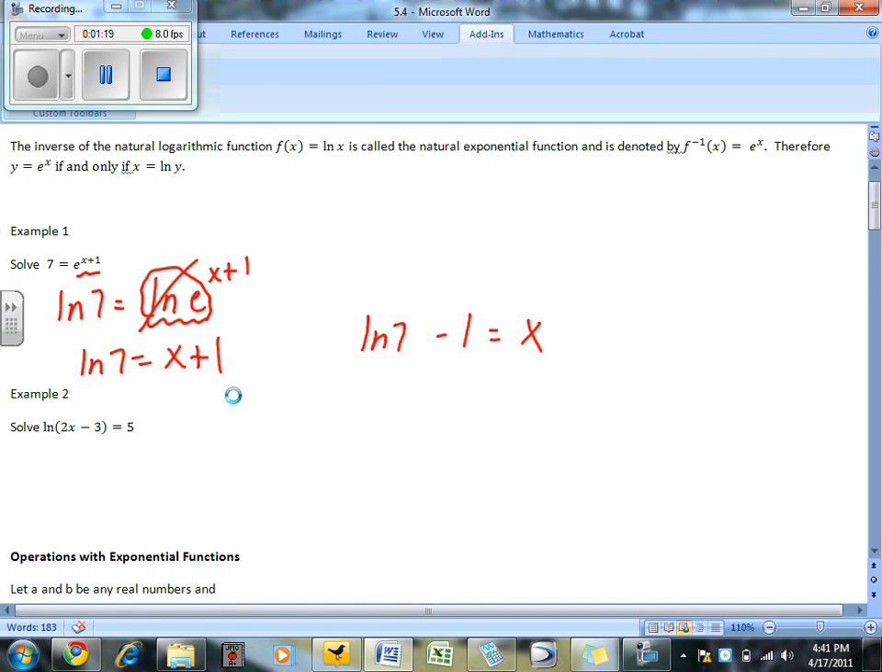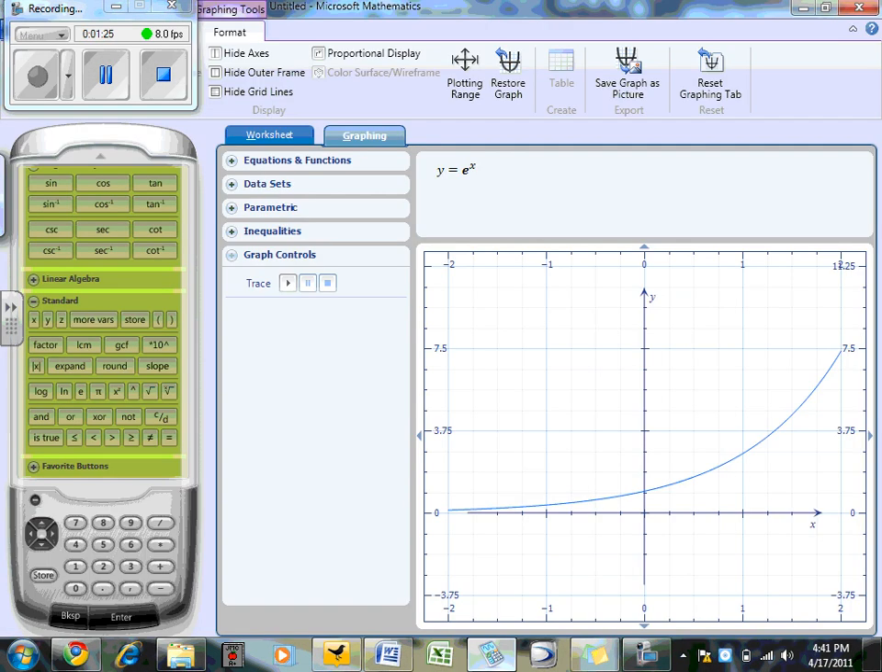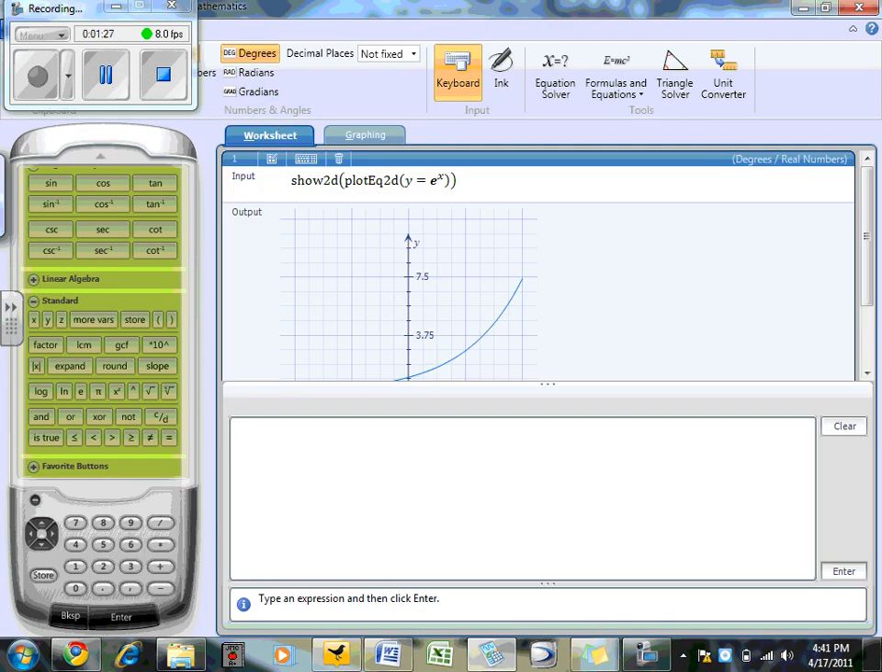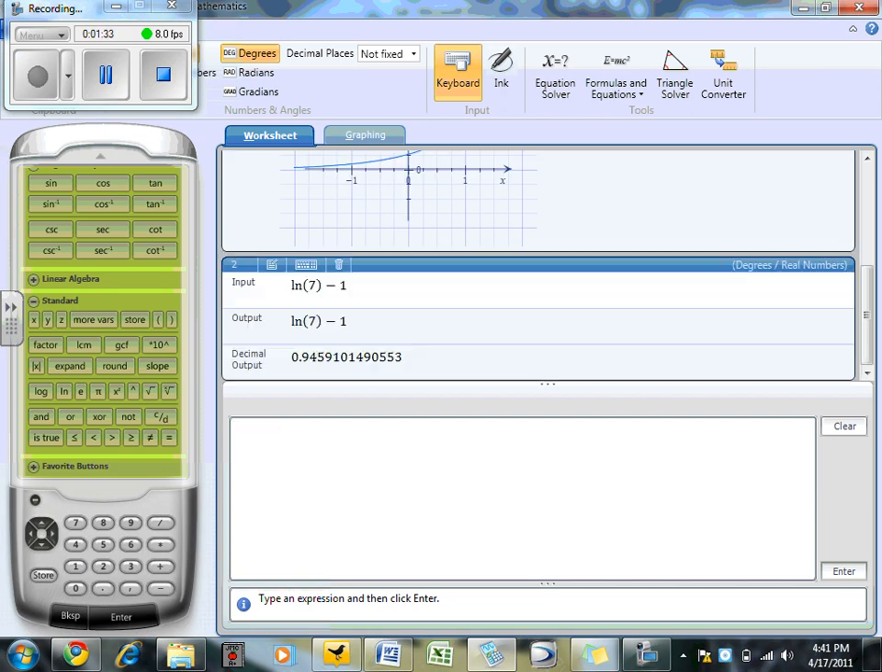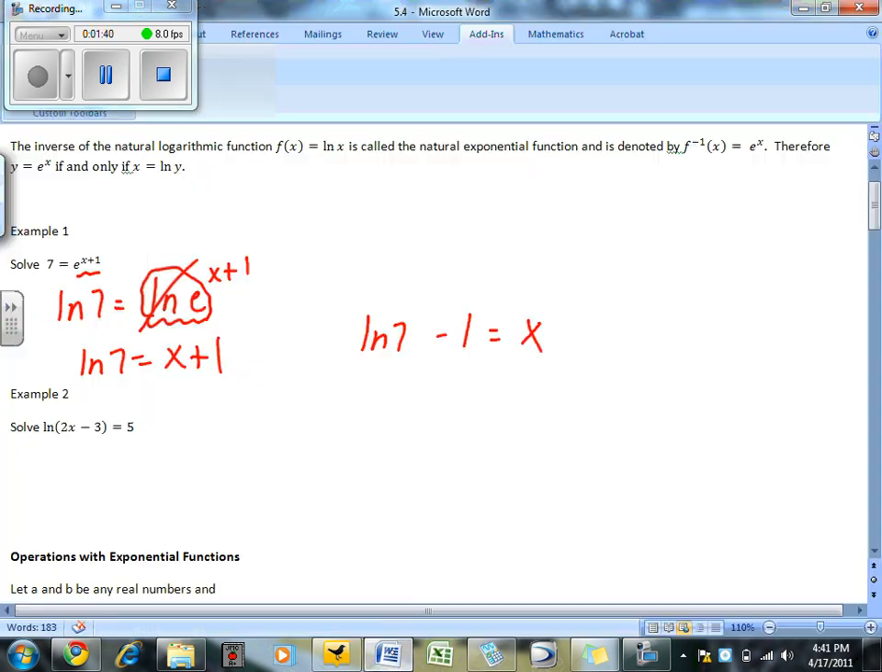And you type that in your calculator. Remember, the natural log of 7 is separate from 1, and we can type that into our calculator here: the natural log of 7 and then subtract 1, and we get 0.9459. Okay? Go back here.